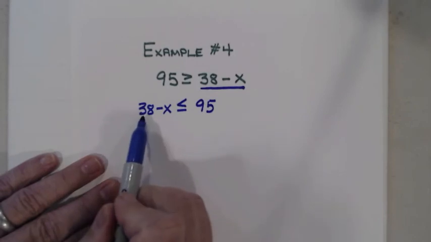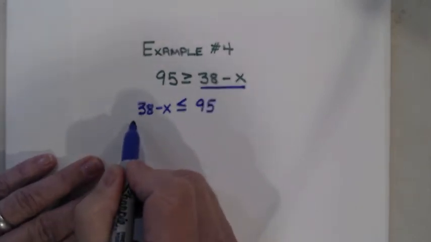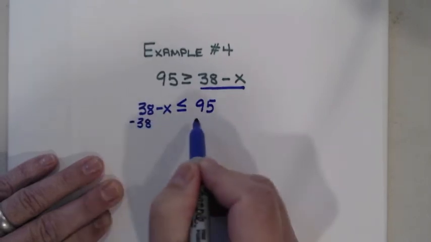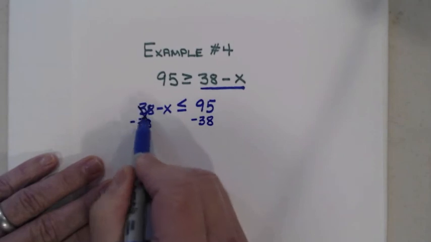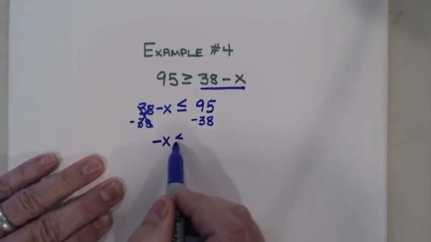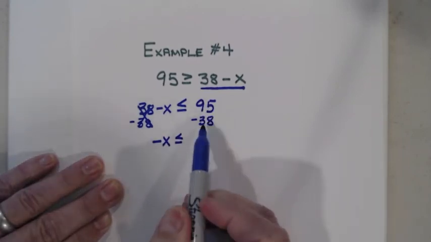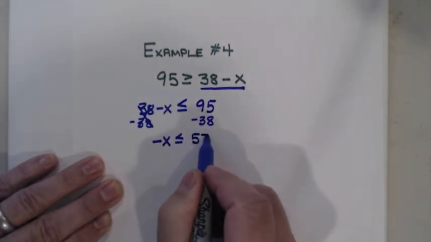I need to get rid of this 38. I need to add or subtract before I multiply or divide. I'm going to subtract 38 from both sides. This is a negative x. Negative x is less than or equal to 95 minus 38, 57.